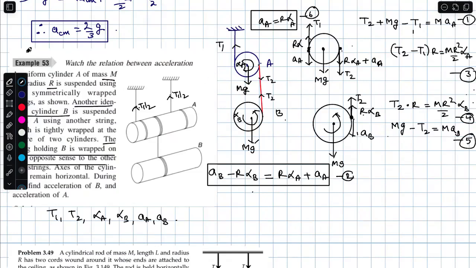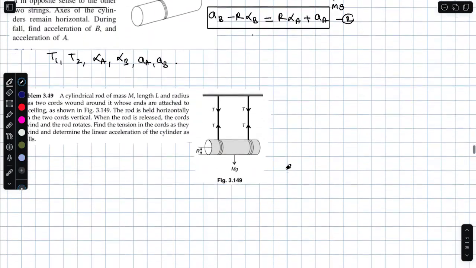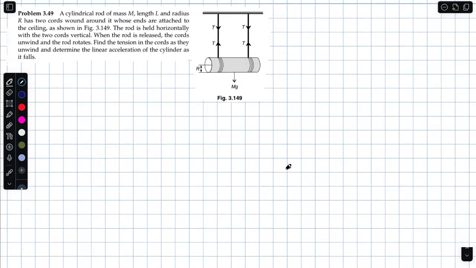Gnaneswari, any doubt? No, sir. Have you followed the complete 6 equations? Yes, sir. Right.